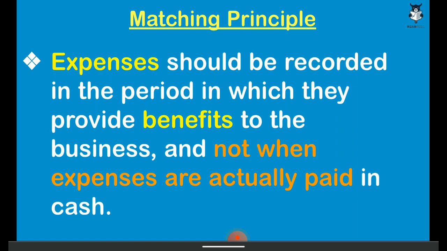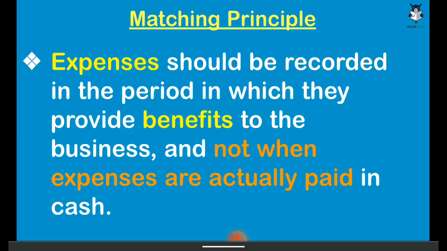For example, if you have the electricity bill for the month of December and you pay it in January, then you will recognize that electricity bill in December because it relates to December. I mean, the business has got the benefit of consuming that electricity in December. So the electricity expense will be recorded in December and not in January when the bill was actually paid. So what is matching principle? That you recognize expenses in the period in which they provide benefit to the business.